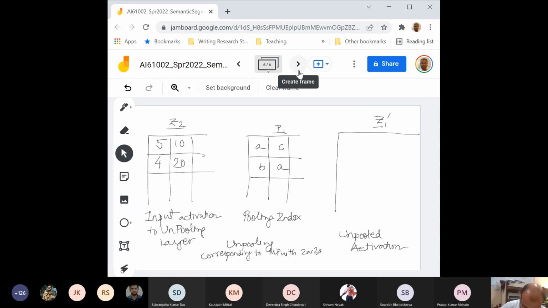So the convention is A, B, C, D. So this is the index coding convention. Since this is the index coding convention, please follow this and fill up this matrix Z1 prime, keeping the rest of the values 0. Please do it and take a picture and maybe post it on the chat, or if you want to share your screen and show, that is also okay.